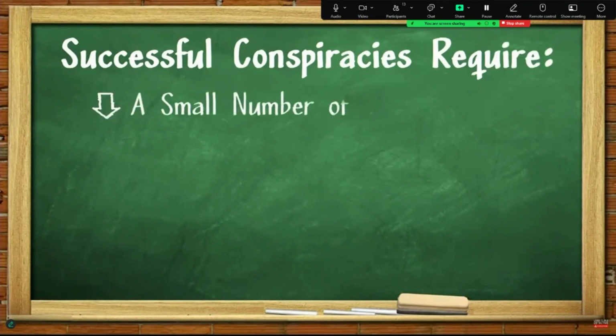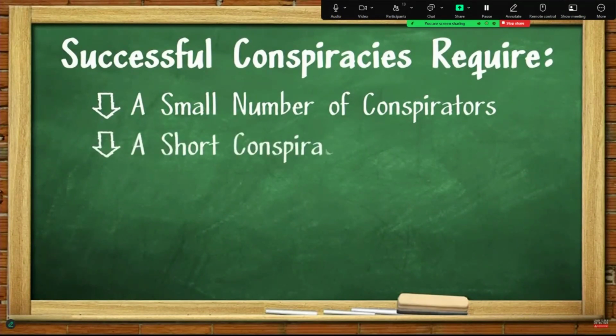1, you want the smallest number of co-conspirators. Not rocket science, right? 2 people can keep a secret longer and better than 22 people. 2, you want it for the shortest possible amount of time. The best conspiracies are where 2 people commit a crime together, then one kills the other. Awesome conspiracy. Only 2 were involved, and now it's over.